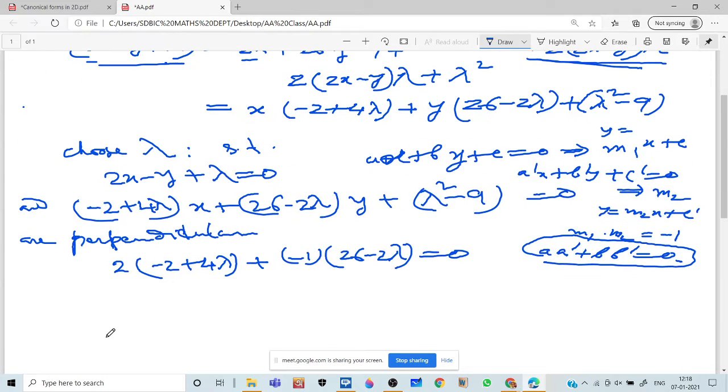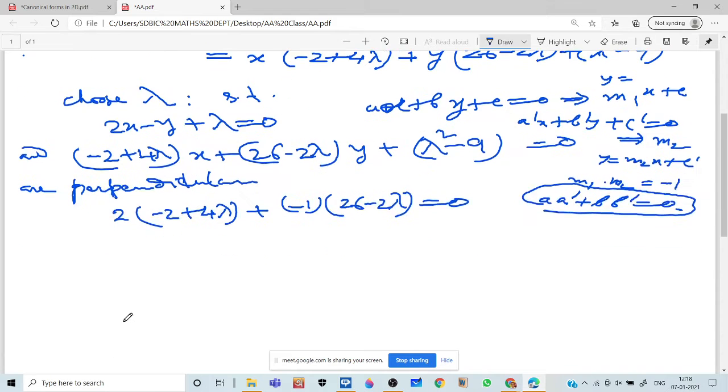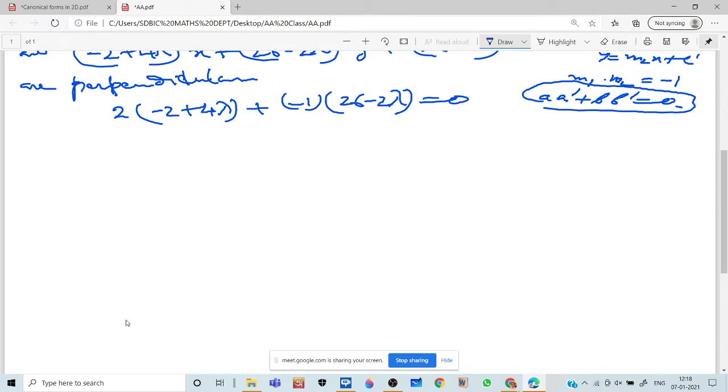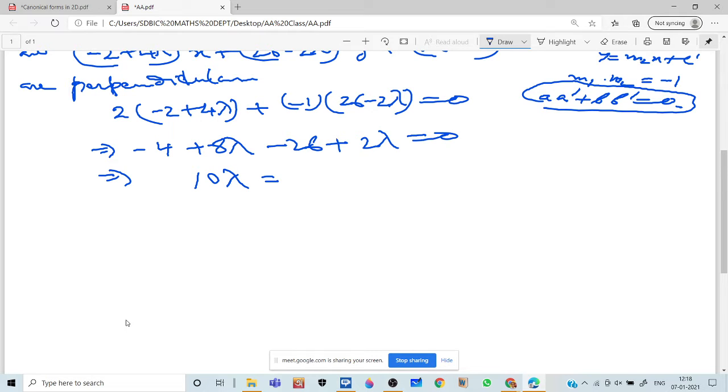So 2 times minus 2 plus 8 lambda, minus 26 plus 2 lambda, equal to 0. This implies 10 lambda equal to 26 plus 4, which is 30. So this implies lambda equal to 3. So we determine the constant lambda.